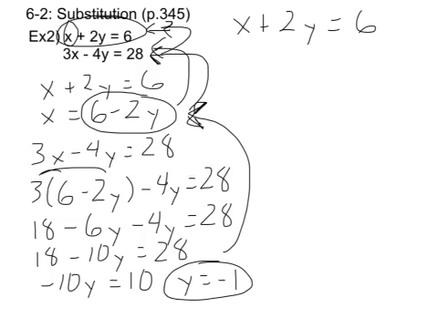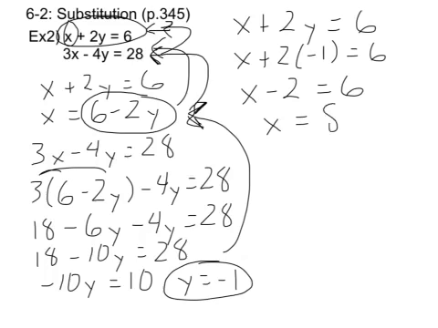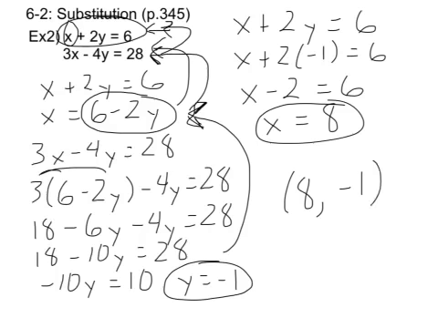So then I'm going to plug in my new value that I know for y. x plus 2 times negative 1 equals 6. x and then plus 2 times minus 1 is going to be minus 2 equals 6. And then I add 2 to both sides to get x equals 8. So I know x equals 8, y equals negative 1. So my answer is 8, negative 1.